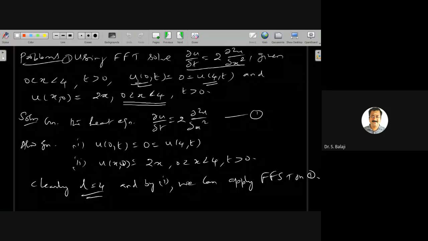And further, u(0, t) = 0 = u(4, t). At both the endpoints, u(0, t) and u(L, t) with L = 4, the temperature value is given as 0. And u(x, 0) = 2x for 0 < x < 4, t > 0.